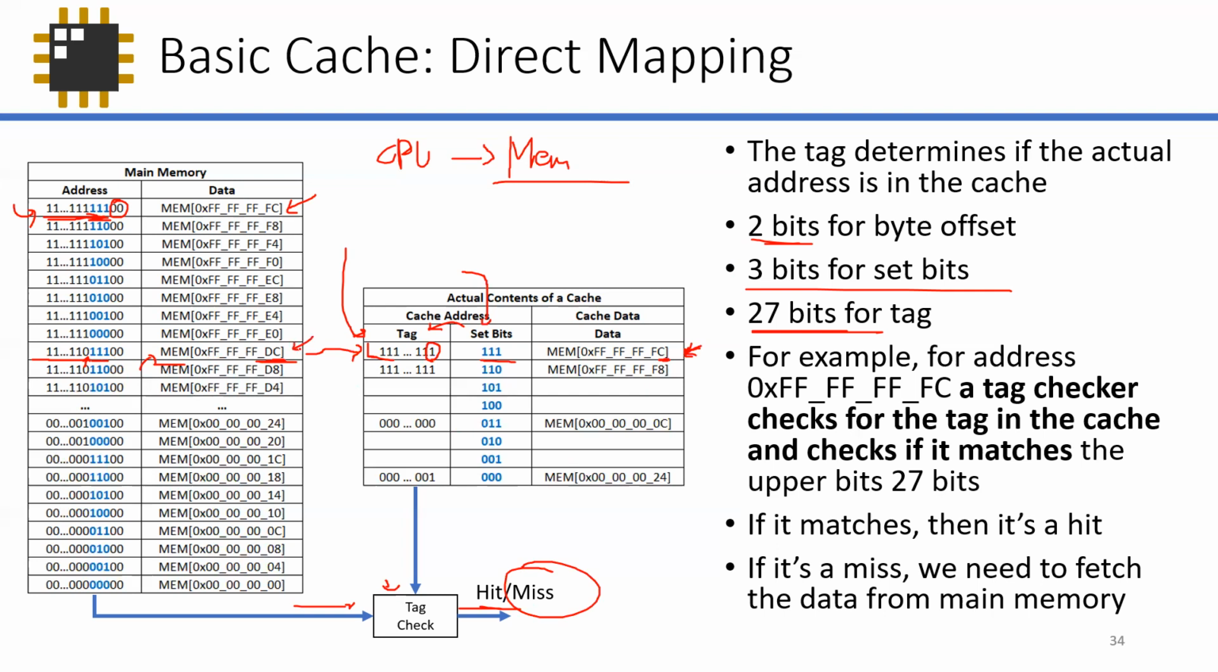Then I'm going to have to process my miss penalty, and then I have to replace this tag with a 0, and then I have to replace this data with DC. Okay? So that's basically the basics of a cache.